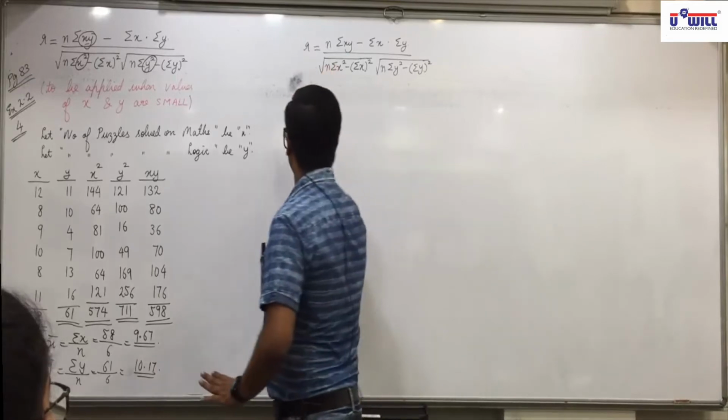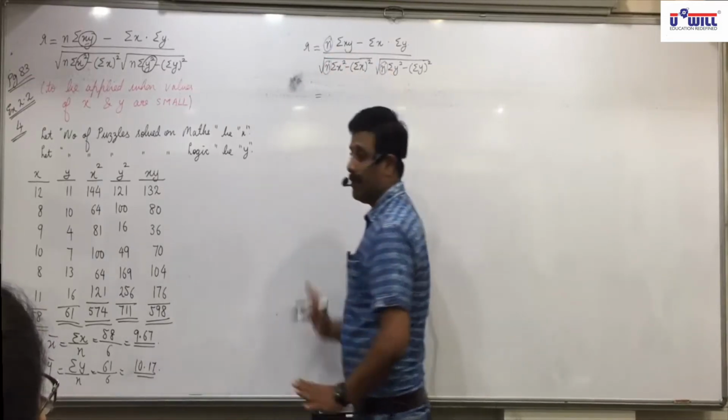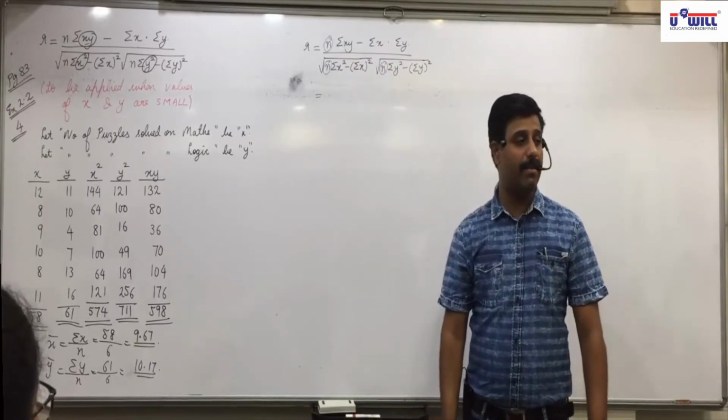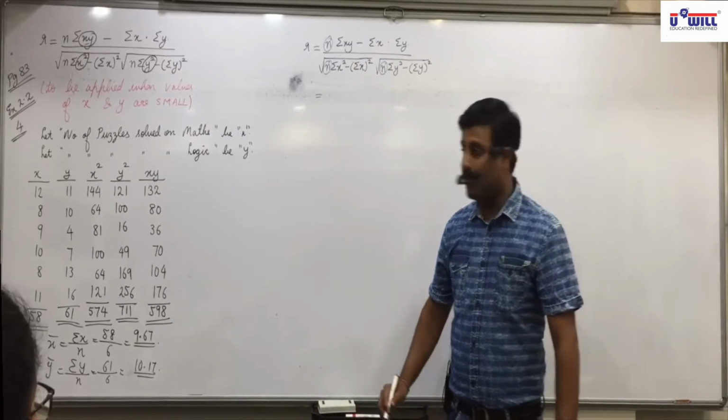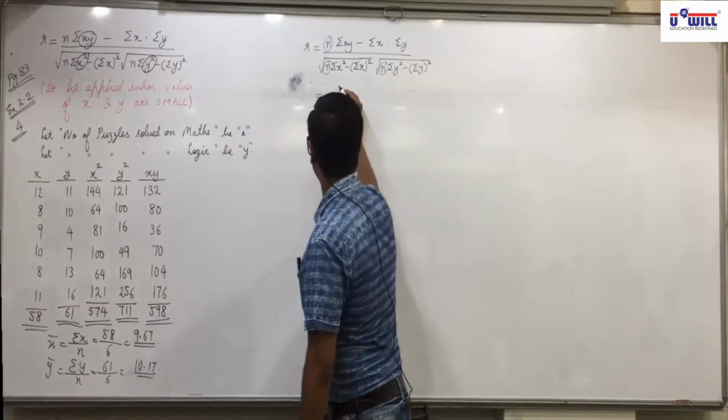Now, n is, first of all, I told you, do remember that these three places you will have n. This is the first place where maximum students make mistakes. Number of observations are 6. So, n is 6.